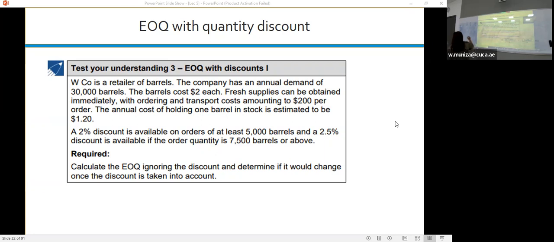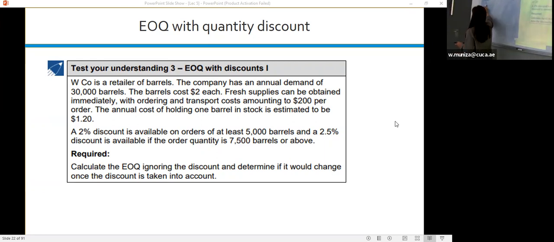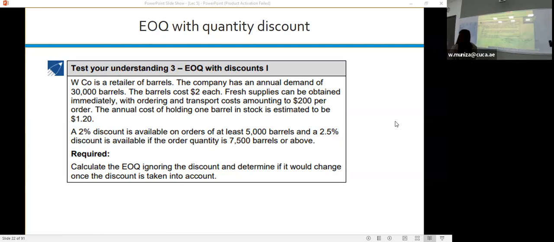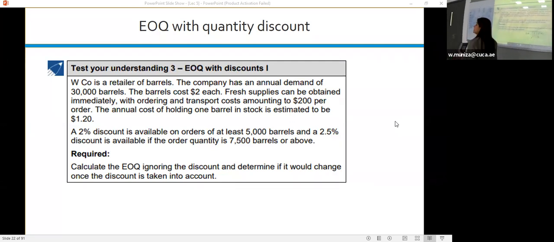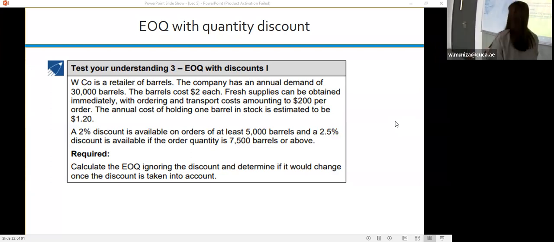Number of orders will be calculated as D over Q. Annual demand is 30,000. Order quantity is 3162 here, 5,000 units here, 7,500 units here. And cost per order is 200. Holding cost is going to be calculated on the basis of average inventory: holding cost per unit multiplied by average inventory. Even if you take the simple inventory, the answer is not going to change because you are dividing all the inventory by 2. But for the concept, to tell the examiner that you know the concept, you do this, okay?